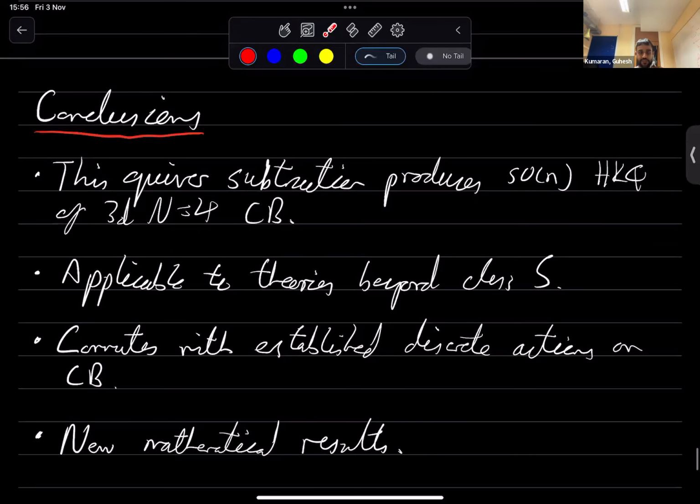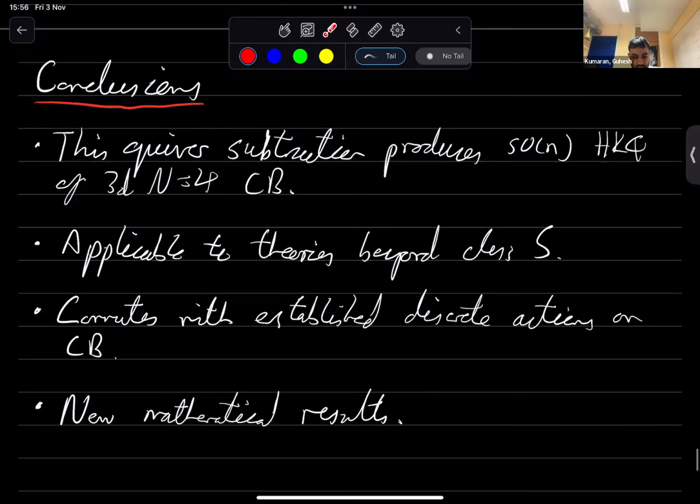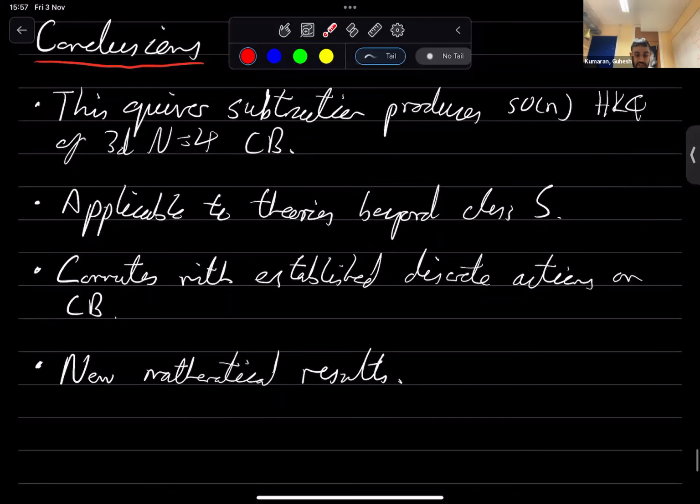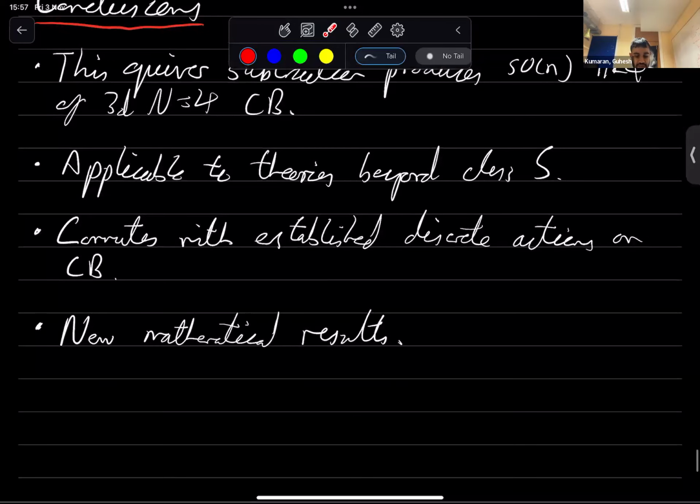What we've done is we've shown a quiver subtraction, which produces the SUN hyper-Kähler quotient of 3D N equals 4 Coulomb branches. And it's applicable to theories beyond class S. It also commutes with established discrete actions on the Coulomb branch. We're able to find new mathematical results.